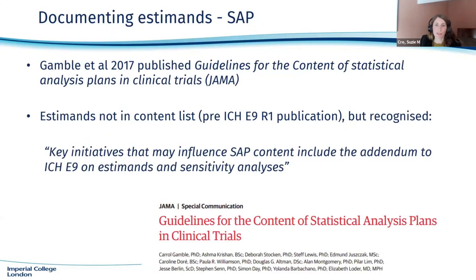Now, the current really brilliant guidelines for the contents of SAPs, that were published in 2017 by Gamble et al., don't include estimands in their content list, but these guidelines were published pre-ICH-E9 R1. And it's notable that even at that time, within the publication they stated how key initiatives that may influence the SAP content include the addendum to ICH-E9 on estimands and sensitivity analyses.